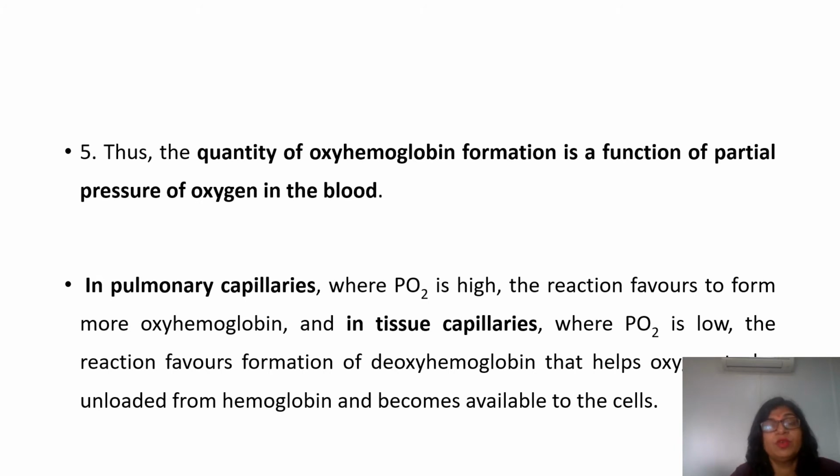Thus, the quantity of oxyhemoglobin that is formed is a function of the partial pressure of oxygen in the blood. In pulmonary capillaries, there is high PO2, so the reaction favors forming more oxyhemoglobin. In tissue capillaries, because of metabolism, carbon dioxide is high and PO2 is low, so the reaction will favor the formation of deoxyhemoglobin. This process will favor oxygen being deloaded from hemoglobin and becoming available to the cells. This is known as Bohr's effect, which will be explained later on in detail.